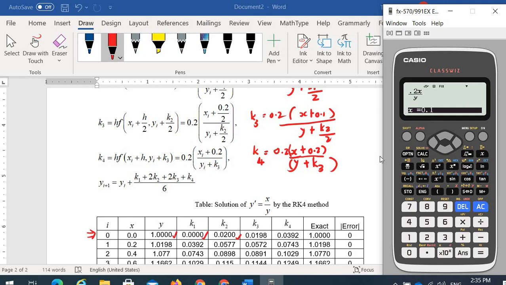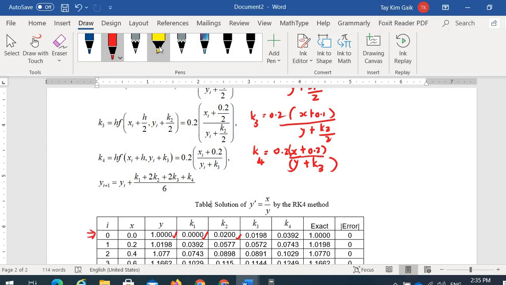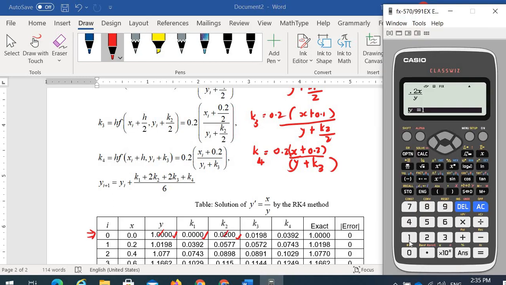Because K2 and K3 use the same X, just now we input it for K2, so the X here you just accept by going down. Okay, Y for K3 is Y plus K2 over 2. You choose the Y here, plus K2 divided by 2. So 1 plus K2, which is 0.02, divided by 2. So this Y is equal, okay, change the format, so you get here 0.0198.